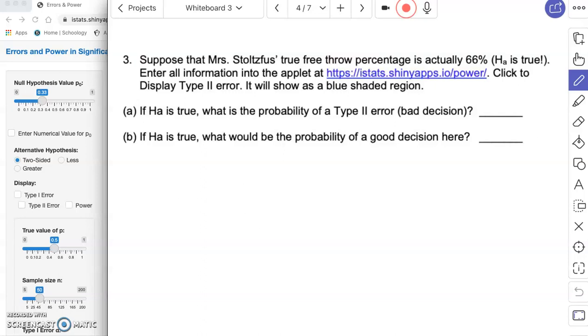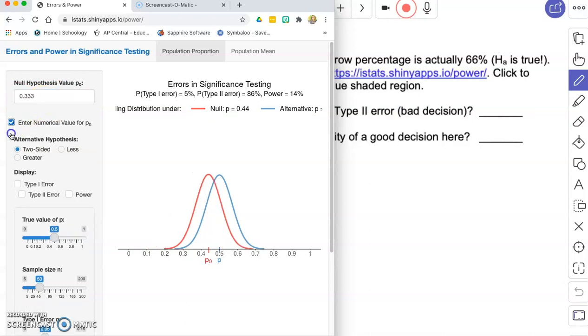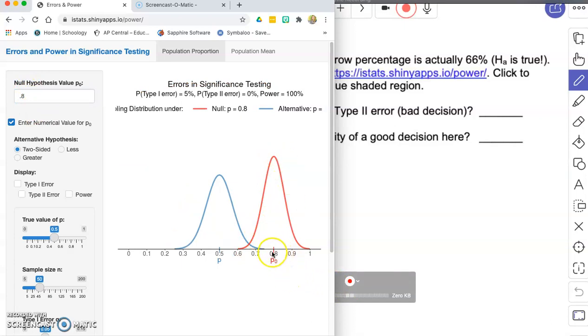So we are going to use the website you see on your screen, and we're going to go through the following questions. I encourage you, please, to pause the video, open another browser, and actually do these questions so that you're seeing it and manipulating the sliders on the left. Over here on the left, it's telling you the null hypothesis, and you can enter a numerical value by clicking this value, and I'm going to make this 0.8. So that's my claim, and you can see that this red normal curve here is now centered at 0.8.